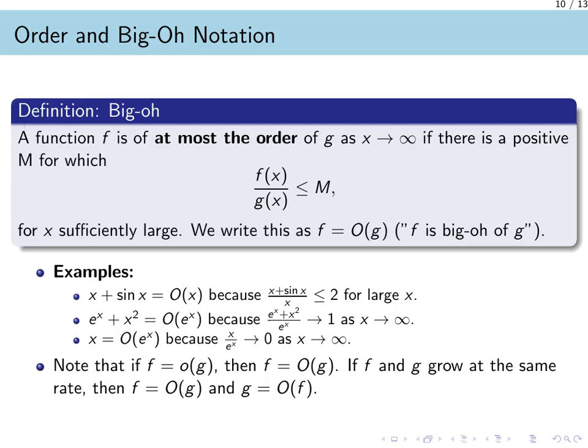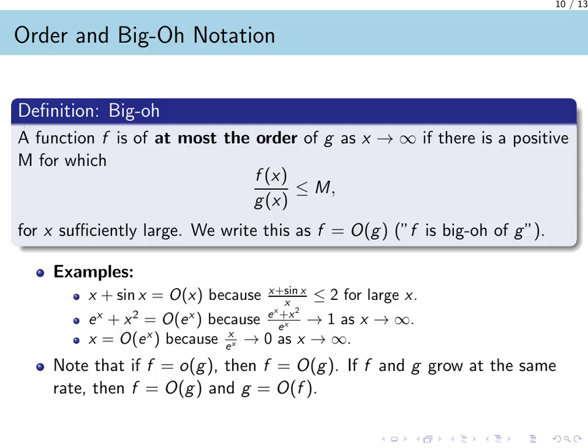A slightly looser way to compare growth rates is with big O notation, which tells us when one function grows no faster than another. We say a function f is big O of g, written as f equals O of g, if the ratio of f of x over g of x remains less than or equal to some positive constant for all sufficiently large values of x. For instance, the quantity x plus sine of x is big O of x because their ratio will always be less than or equal to 2.